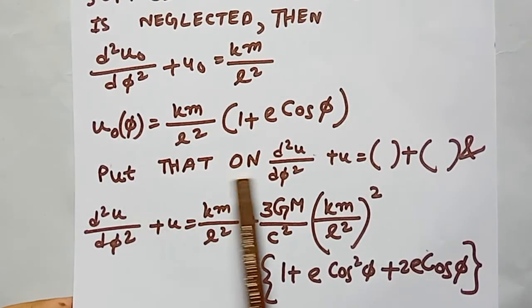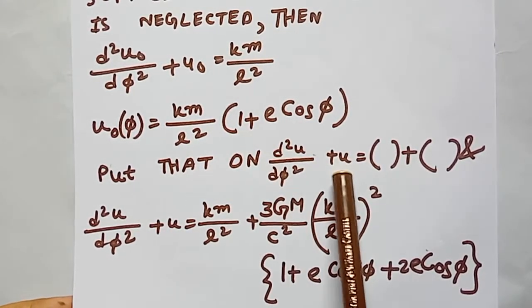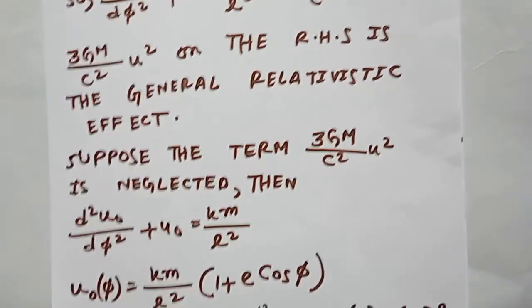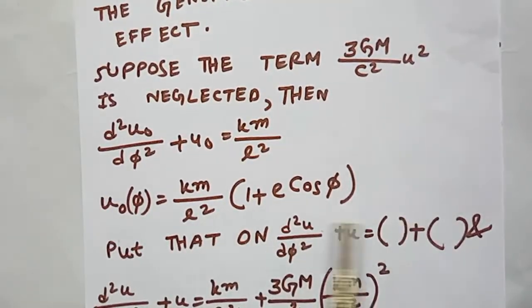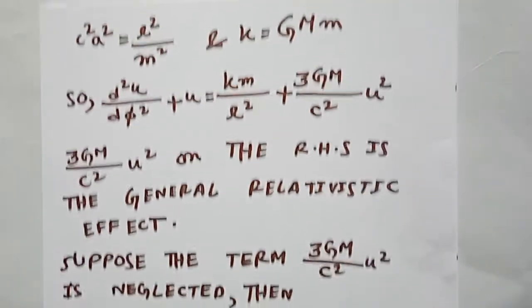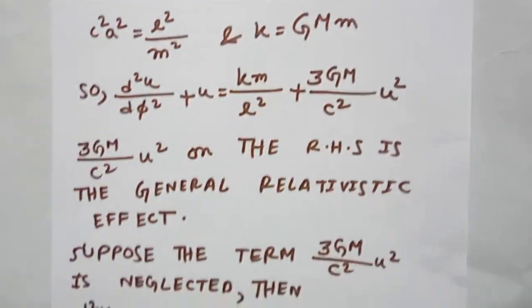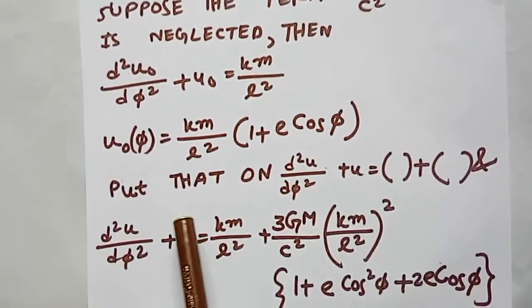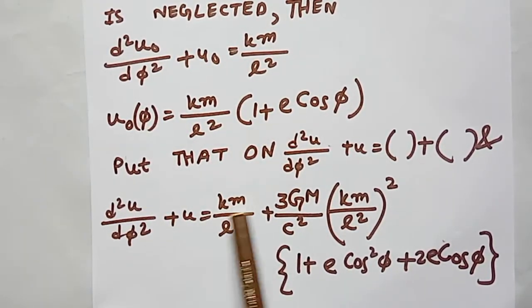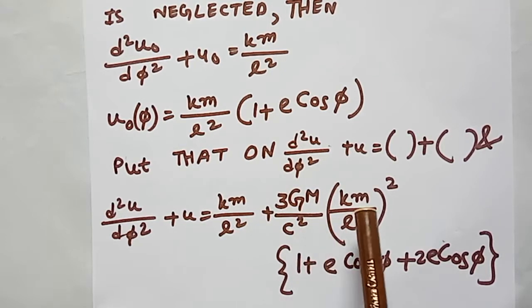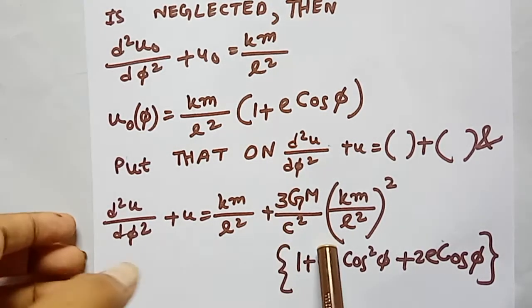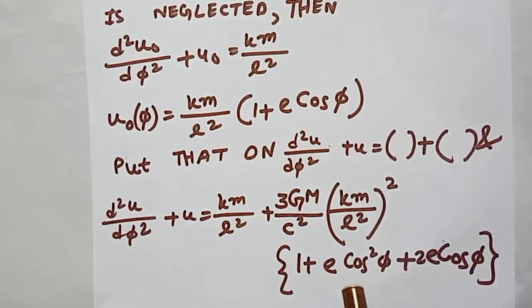Now put this u0 value in that equation. Now we have d²u/dphi² plus u equal to km/L² plus 3GM/c² (km/L²)², with the whole square term, the u² term, being 1 plus e² cos² phi plus 2e cos phi.